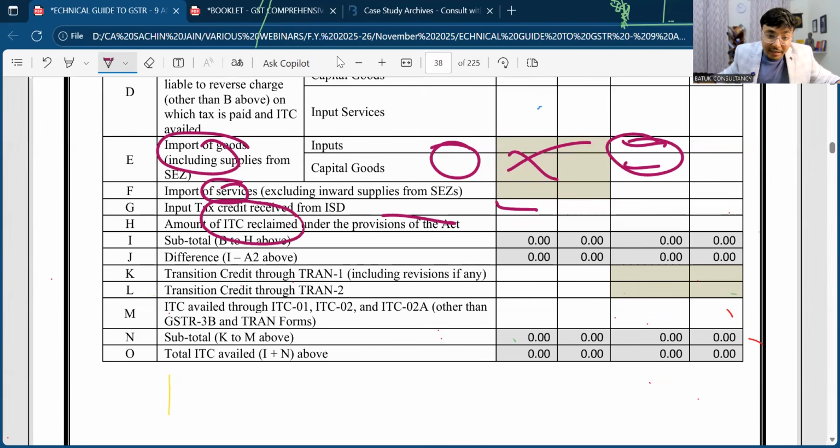ITC reclaimed, that we'll discuss tomorrow, because we have less time. Today we have to conclude the session on time. So reclaimed ITC we will discuss in our tomorrow session in the beginning.